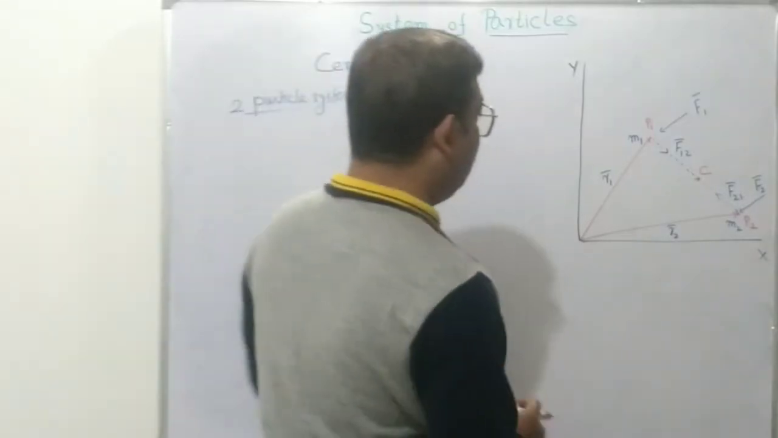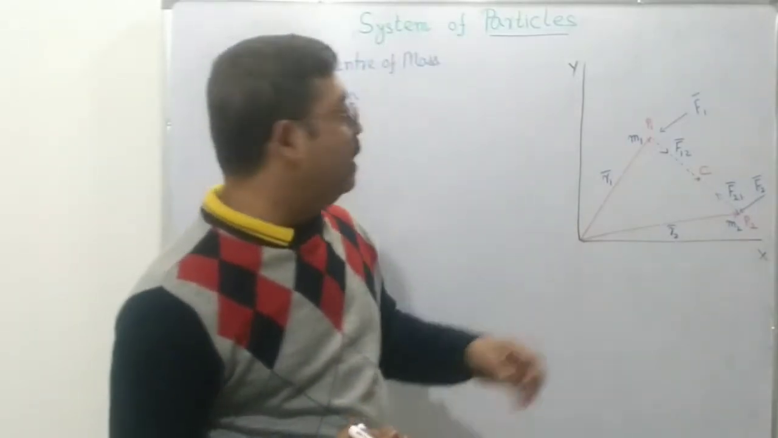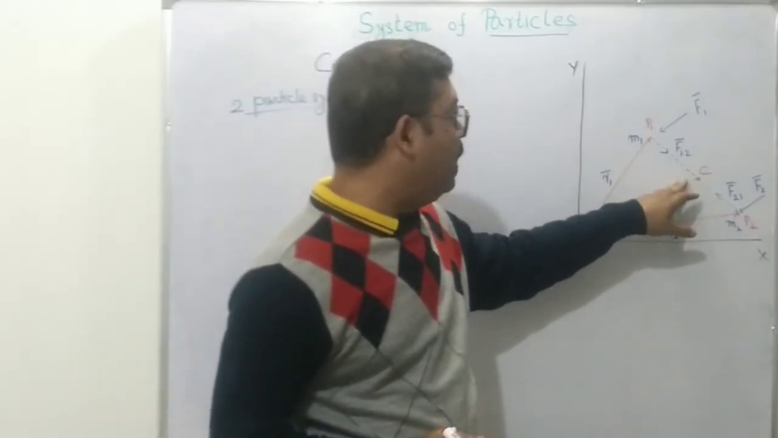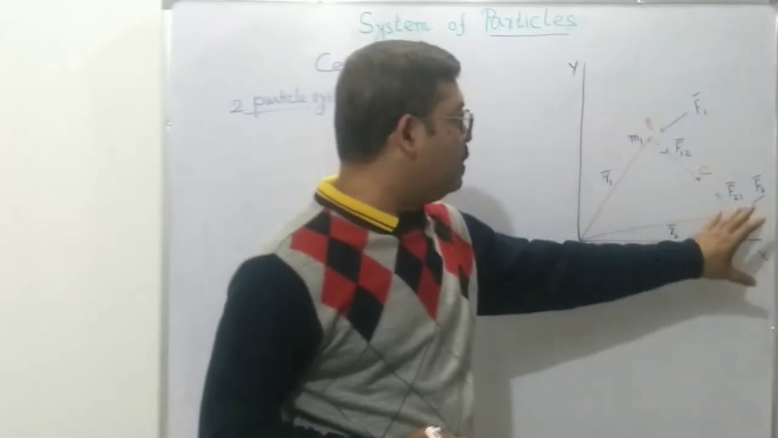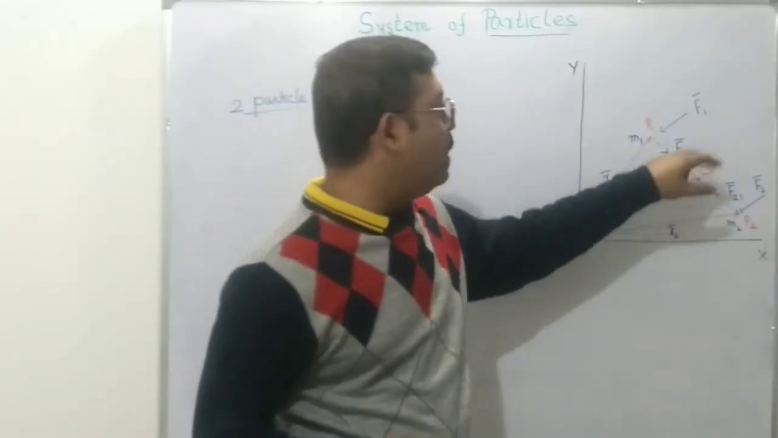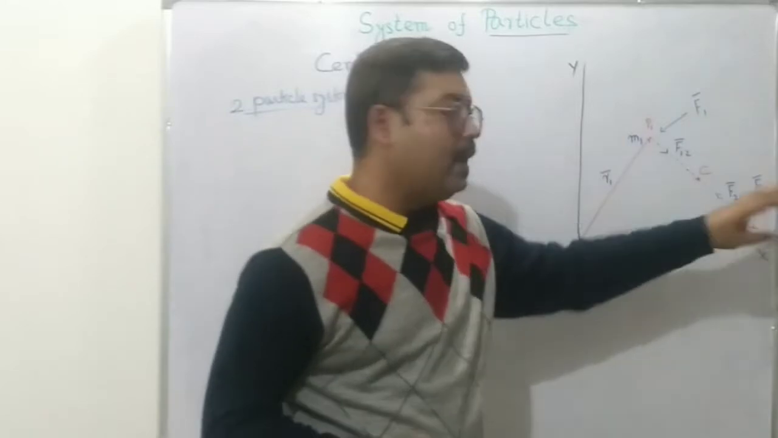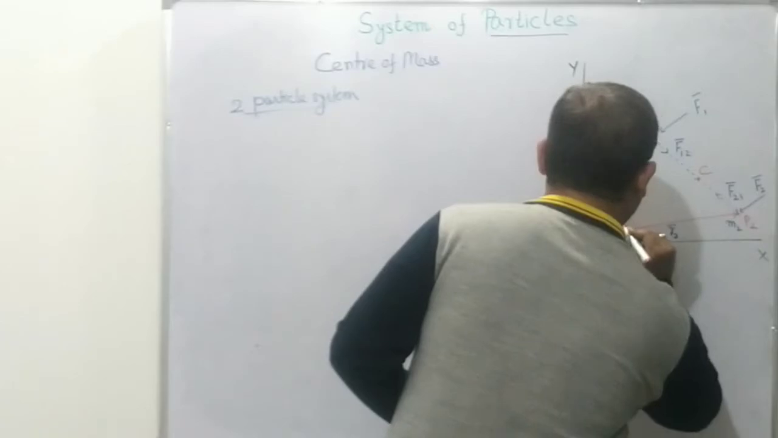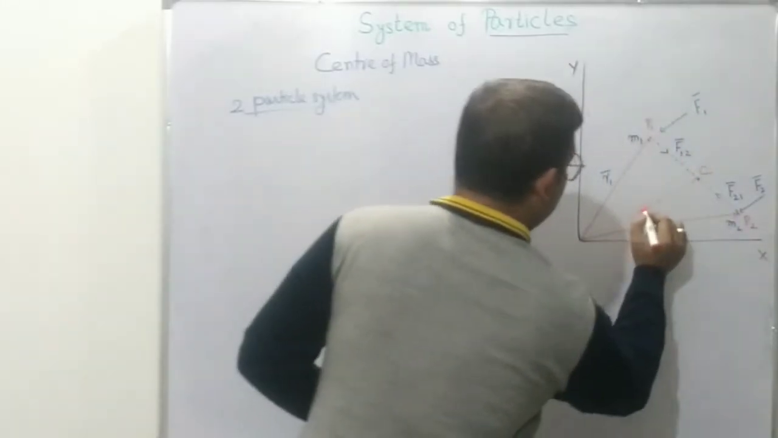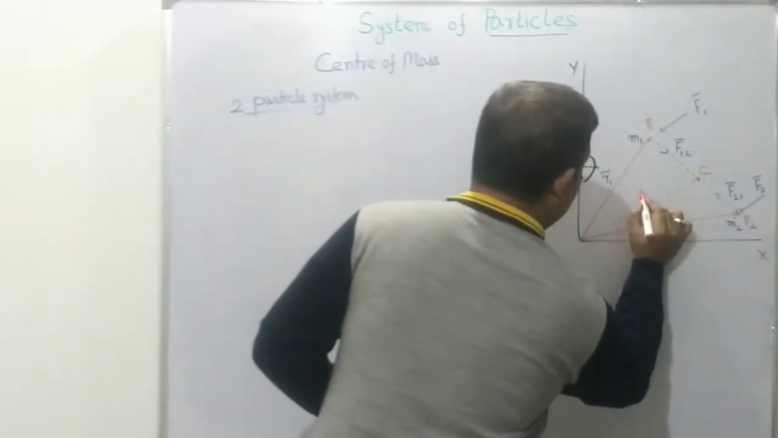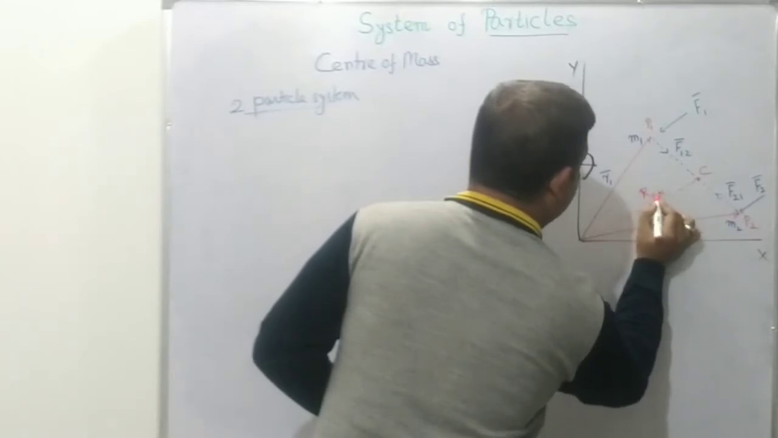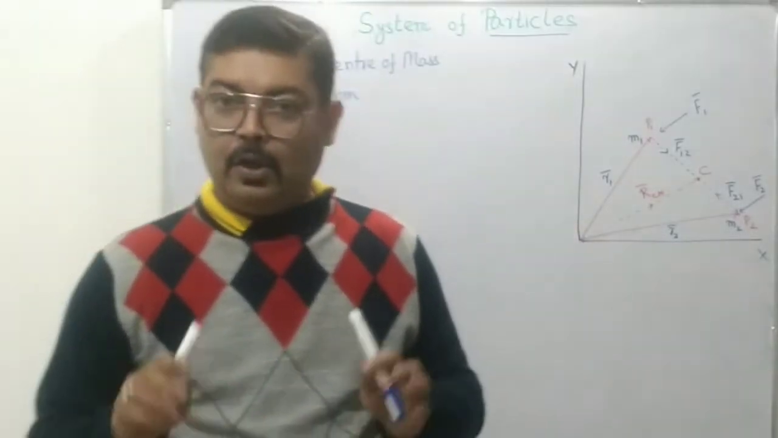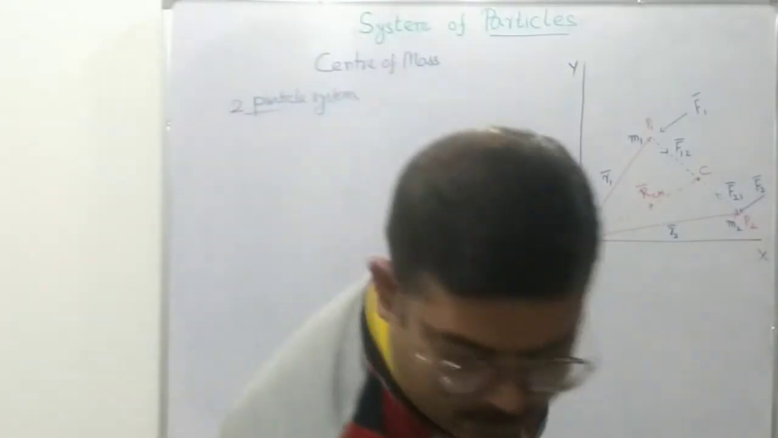So what we mean is that if we consider the whole mass of the system concentrated at this point, it will move the same way as the two-particle system would under the influence of the net force F1 and F2. Now let's say the position vector of this center of mass is RCM, the position vector of the center of mass. You're with me till now, right?